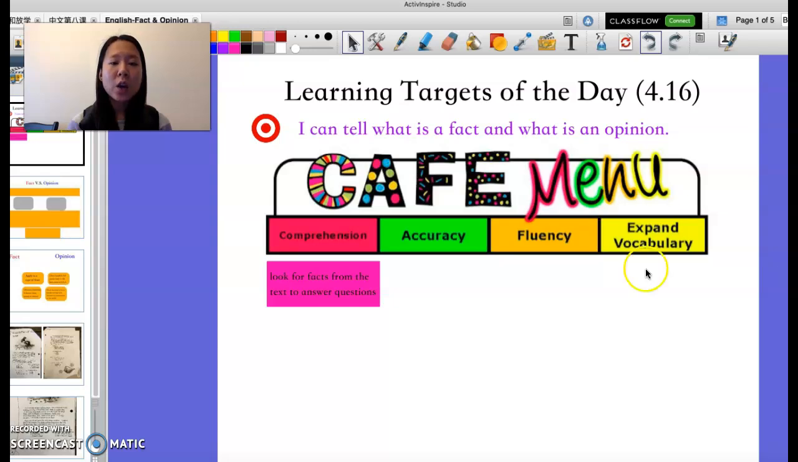Okay, so today, the strategy we will be practicing is under C, comprehension, and I'm going to read the strategy for you aloud, and if you would like, you can read it with me too. Okay, let's begin. Look for facts from the text to answer questions. Okay, so that is the strategy we're going to practice today, is to look for facts from the text to answer questions, which is why we are going to learn what is a fact first. Okay, you ready? We are going to begin.